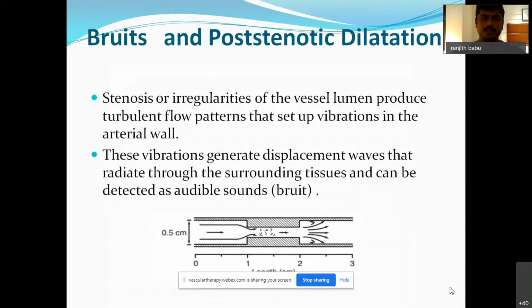Next concept I will move into is bruits and poststenotic dilatations. Stenoses are irregularities of the vessel lumen that produce a turbulent flow pattern that sets up a vibration in the arterial wall. These vibrations generate displacement waves that radiate through the surrounding tissues and can be detected as an audible sound known as a bruit.